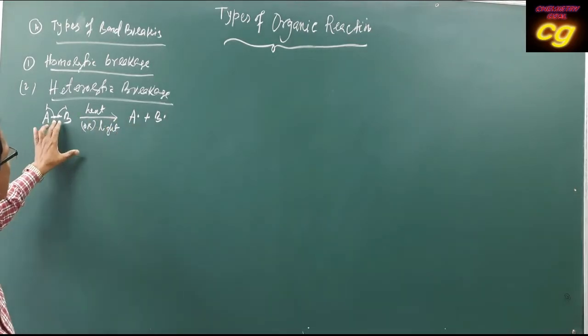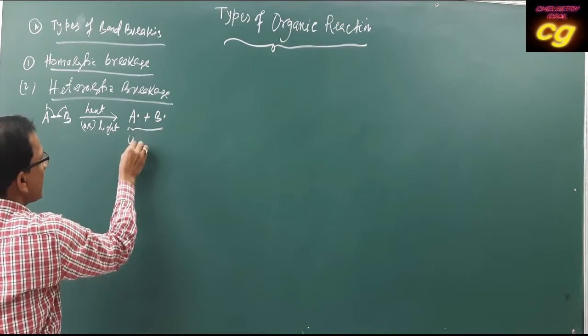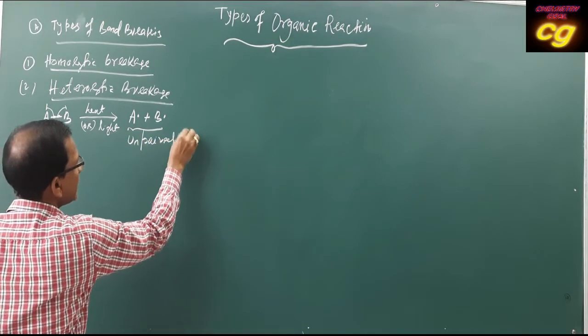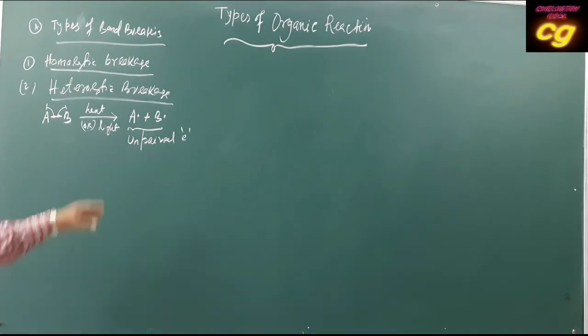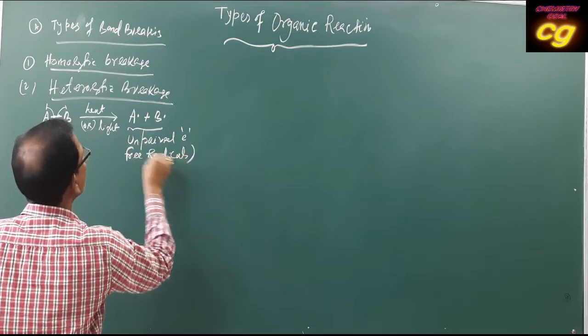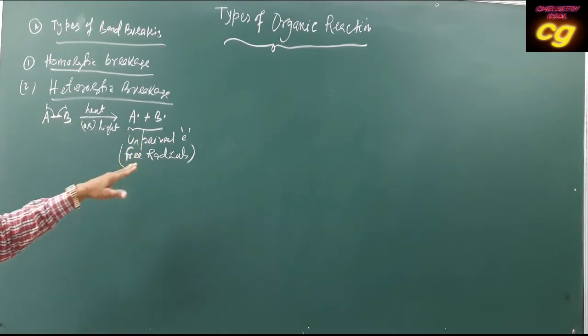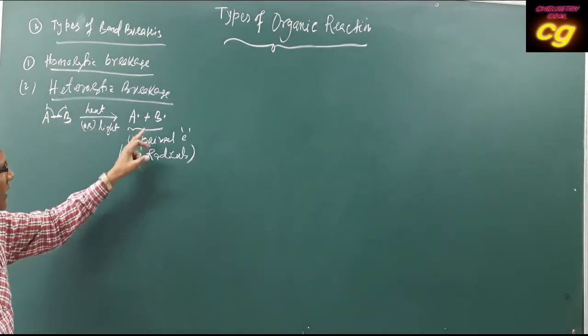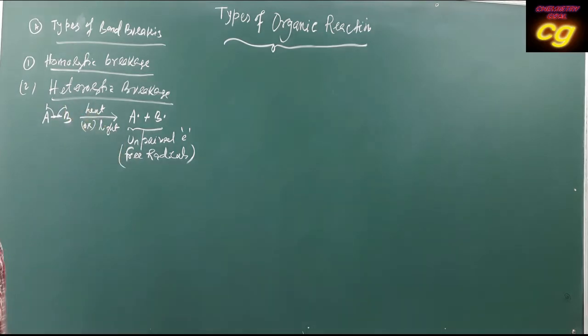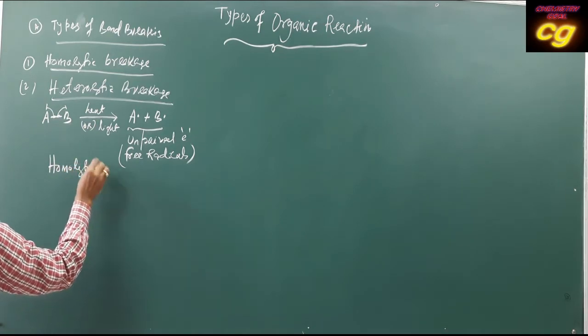Here, there are two bonded electrons and they are equally divided, so each atom contains a single electron. That's why it contains unpaired electrons. As it contains unpaired electrons, these are called free radicals. So this type of breakage, where the bonded electrons are equally divided between the bonded atoms, forming free radicals with the help of light or heat, is called homolytic cleavage, or homolytic breakage.